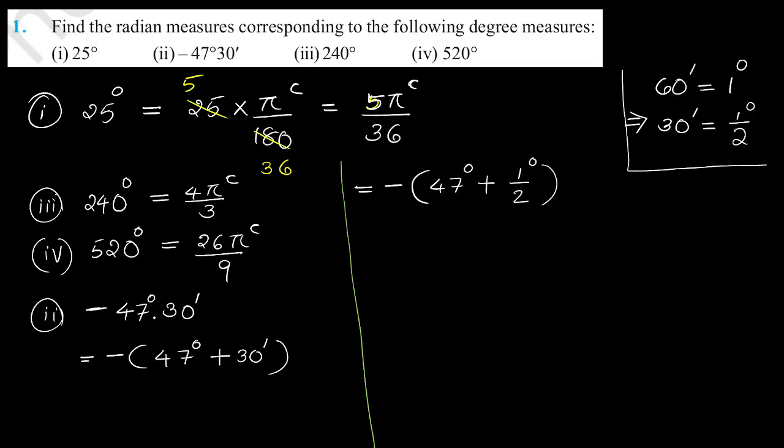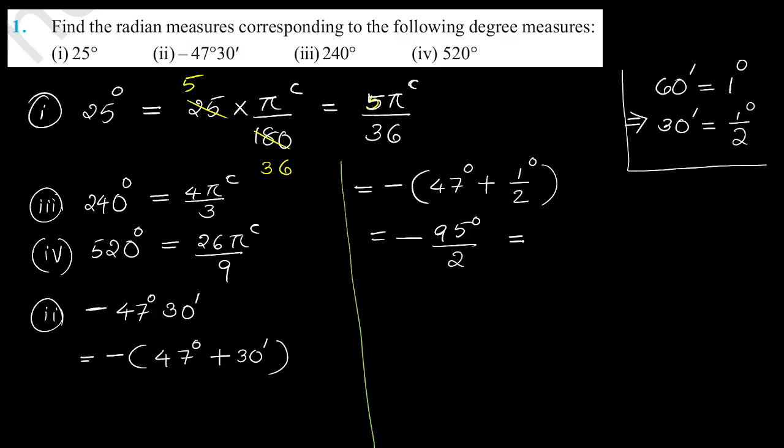If degree and minute are included, you must convert that minute to degree. 47 plus half, we know the addition. Do the cross multiplication. 47 into 2 will be 94. Just do the addition, 94 plus 1 will be 95. 95 by 2 degree. So finally this one is equal to minus 95 by 2 degree.